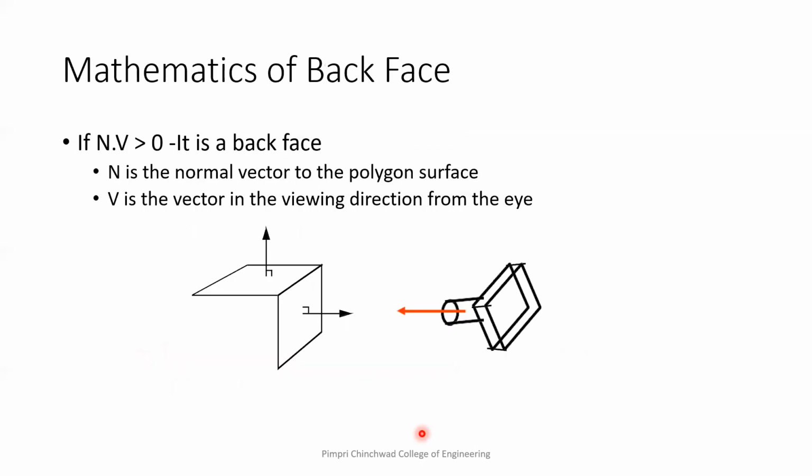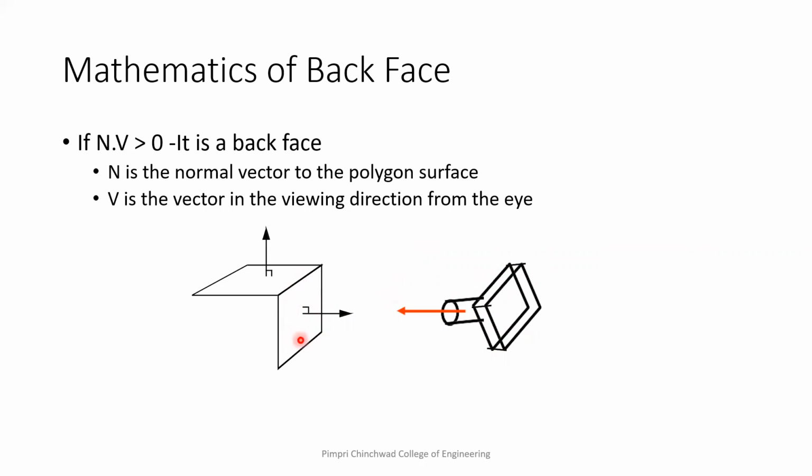How to determine it mathematically? If the dot product of two vectors n and v, if n dot v is greater than 0, it is a backface. What is n? n is the normal vector to the polygon surface which we are considering, and v is the vector in the viewing direction from the eye. So if this is my camera, this will be my viewing direction v. Okay, and n is the normal vector of this polygon surface.